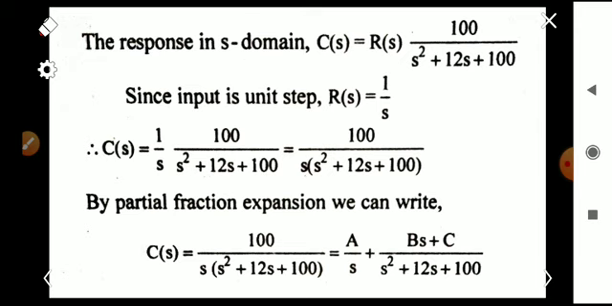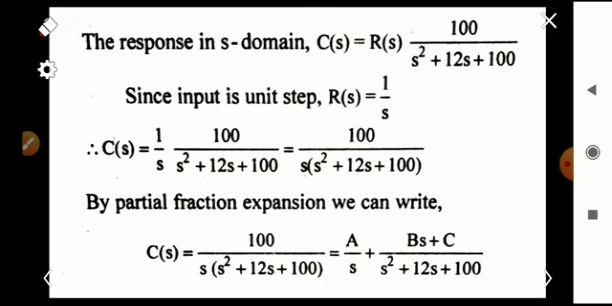By observing the function we know that there are two terms, so we are splitting it into two, that is A by s plus, since this is a quadratic term, the partial fraction numerator becomes Bs plus C, so Bs plus C by s square plus 12s plus 100. So we have to find this A, B and C. After finding A, B and C, just substitute in this equation and find the Laplace inverse.